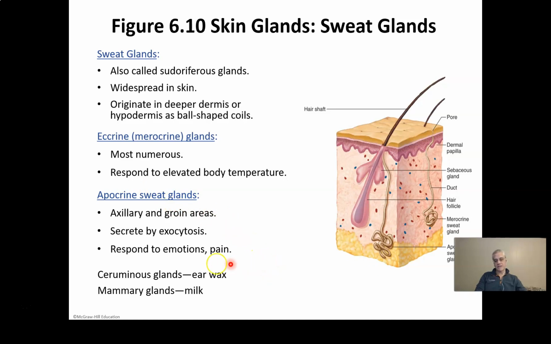You have a couple other glands. The ceruminous glands produce earwax in the ear canal, and mammary glands produce milk. Men and women both have mammary glands. It's just that they're mostly non-functional in men because we don't have the right hormonal cocktail that is necessary to make them active.